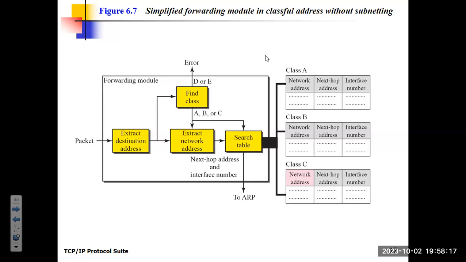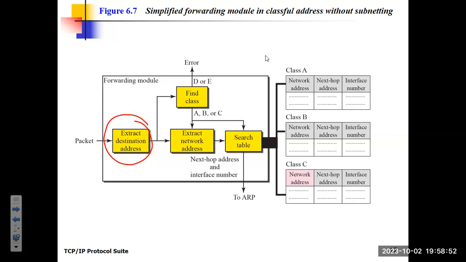So now, if you have a classful IP address, what is the first step you have to do? Find the network address, correct? I'm trying to send something from computer A to computer B. First, I have to find the network address of computer B. Each packet will have a destination address. So you will grab the destination address.